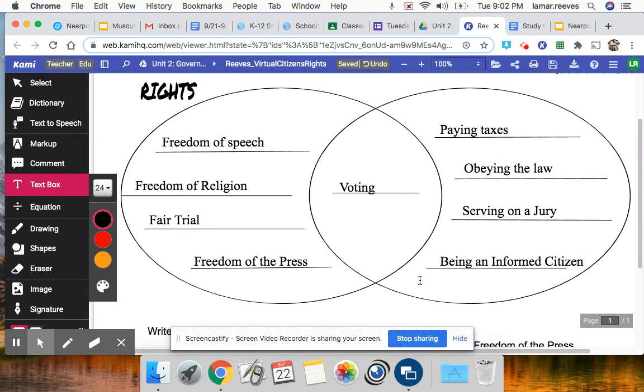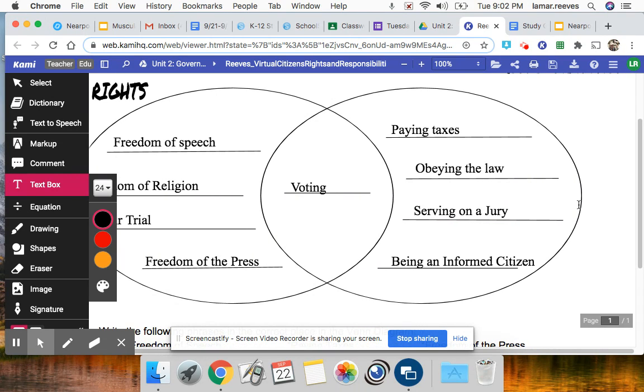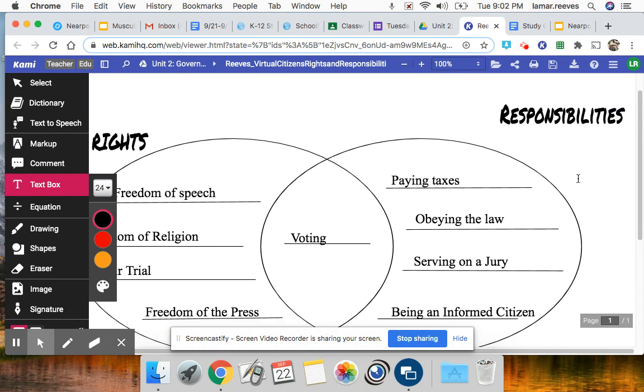So here is a quick look at our rights and responsibilities as citizens of Mississippi. So we have our freedom of speech, freedom of religion, our right to a fair trial, and freedom of press. Voting is both a right and a responsibility. That's why we put it in the middle. And paying taxes, obeying the law, serving on a jury, and being an informed citizen are all responsibilities that we have as citizens.